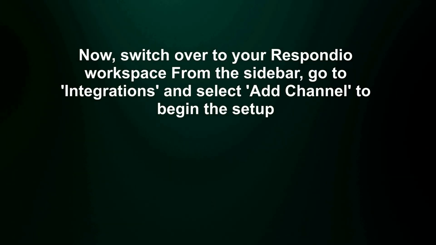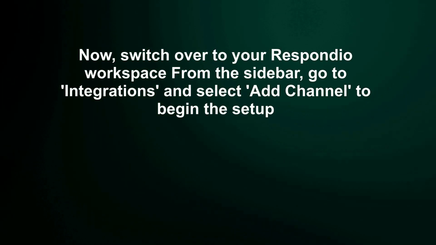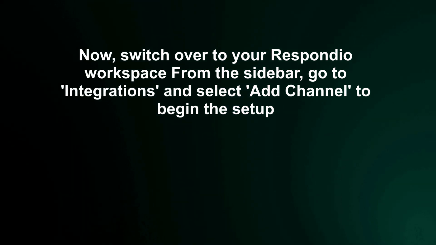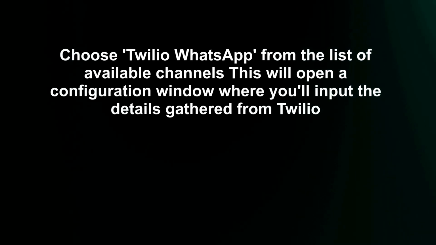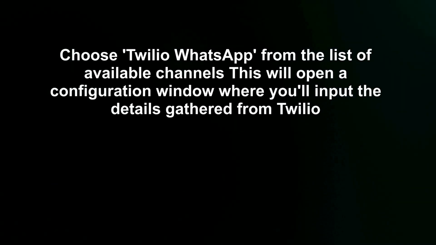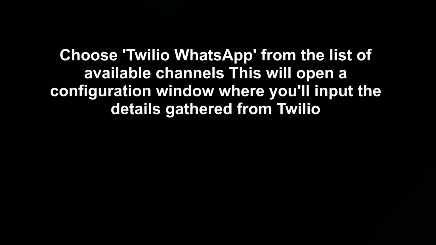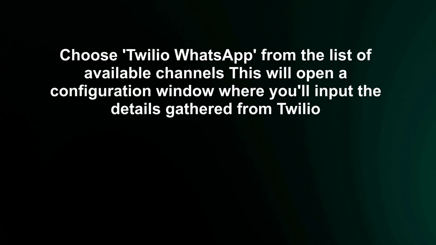Now, switch over to your Respondio workspace from the sidebar. Go to Integrations and select Add Channel to begin the setup. Choose Twilio WhatsApp from the list of available channels. This will open a configuration window where you'll input the details gathered from Twilio.